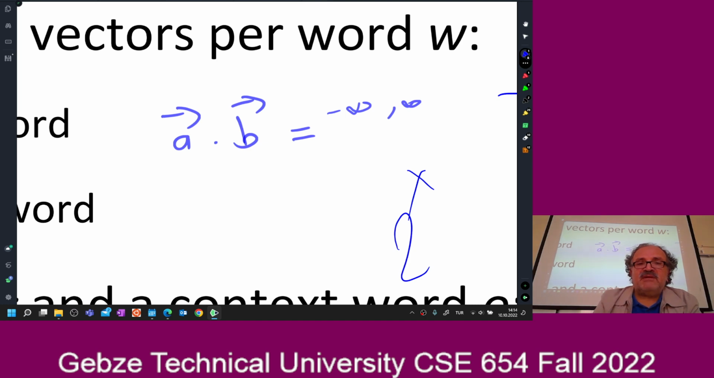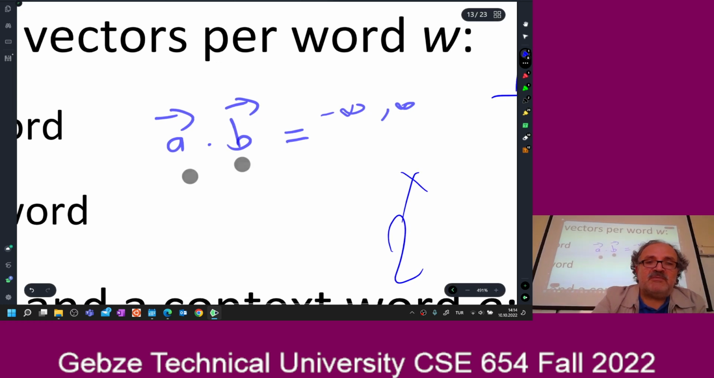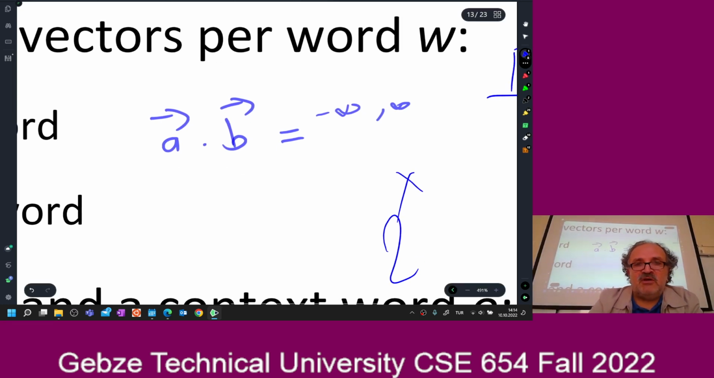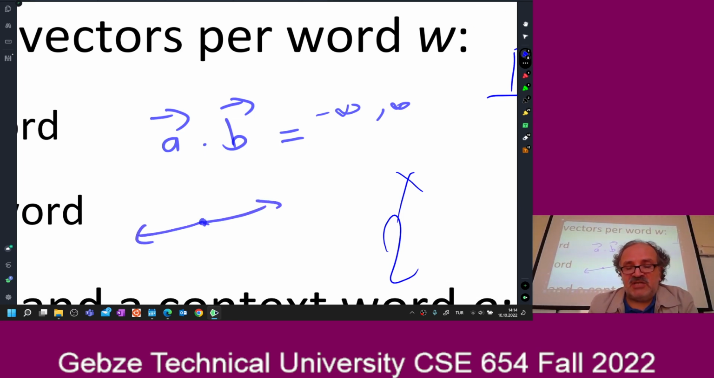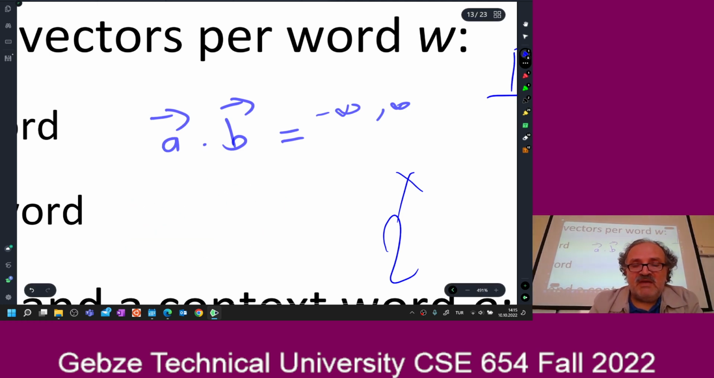So, what did I say? I said that if these two vectors are similar to each other, the multiplication will be large. If these two vectors are orthogonal to each other, the dot product will be zero. If they are opposite to each other like this, it will be some large negative number. So we have a problem here.